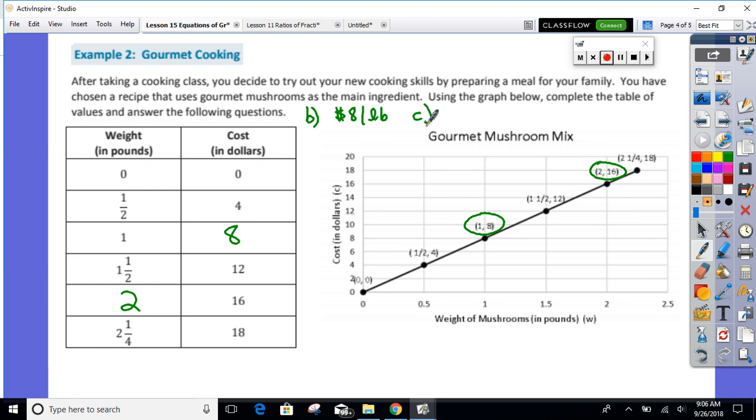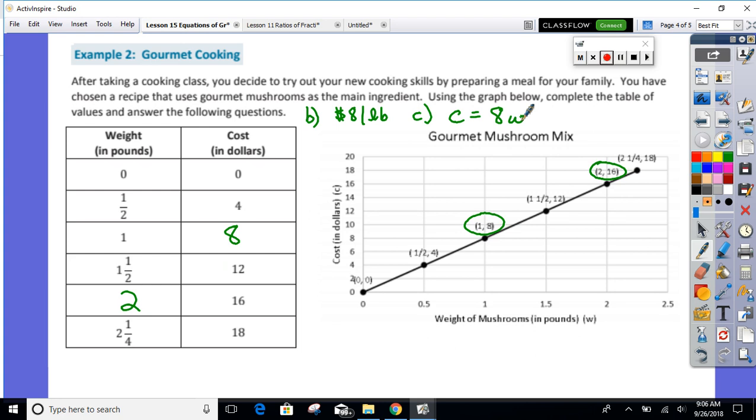Okay, letter C, write an equation to model this data. Haley, what equation did you write? y equals 8x. Okay, y equals 8x, and that works. Actually, no, it doesn't, because over on the graph, it tells us to use W and C, so can you just change that to use those letters? Not quite. C is the y. So start with C equals. C equals 8W. Good.